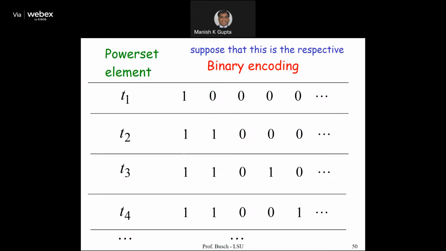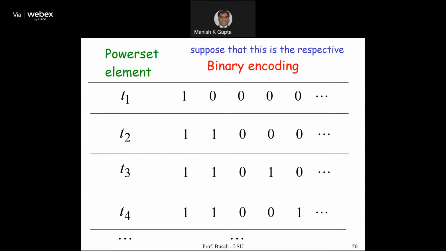We know that every element of the power set corresponds to a binary string. So T1 will have some binary string, T2 will have some binary string. These are just random binary strings I've written. It could be anything. Now, this is a supposed representation. So T1, T2, T3, T4, T5, and so on. We can keep on going. These are the binary strings.